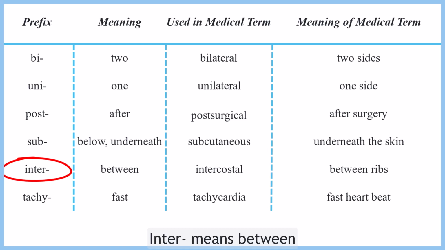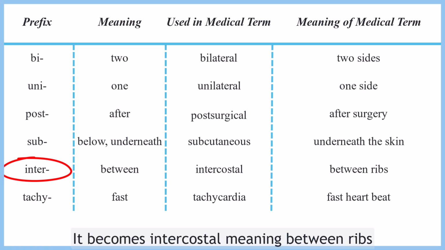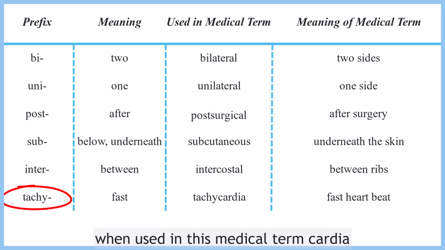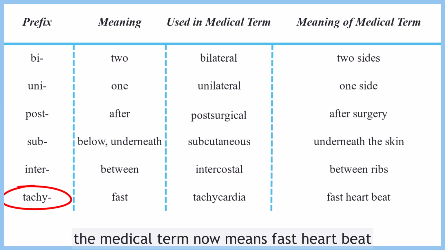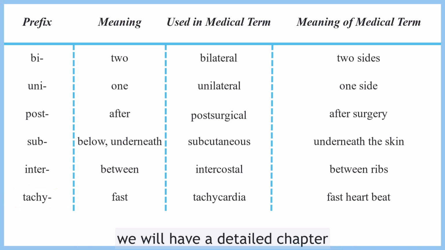Inter means between. Added to costal, which refers to pertaining to ribs, it becomes intercostal, meaning between ribs. Tachy means fast. When used in this medical term with cardia, the medical term now means fast heartbeat. Again, don't worry, this is just an initiation. We will have a detailed chapter on all types of prefixes.